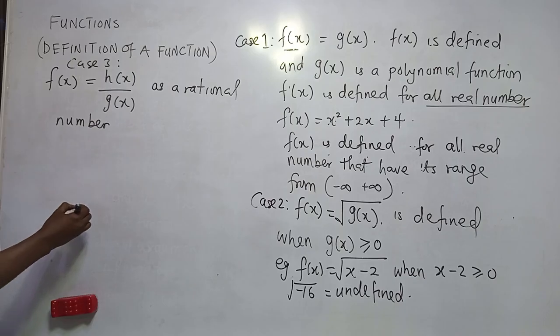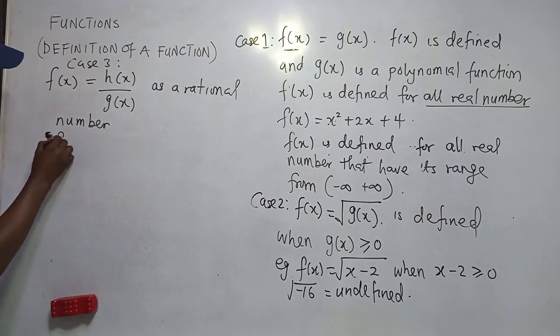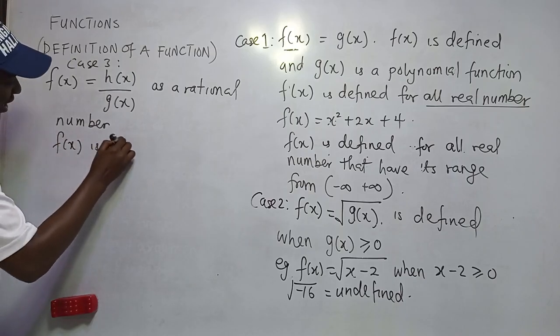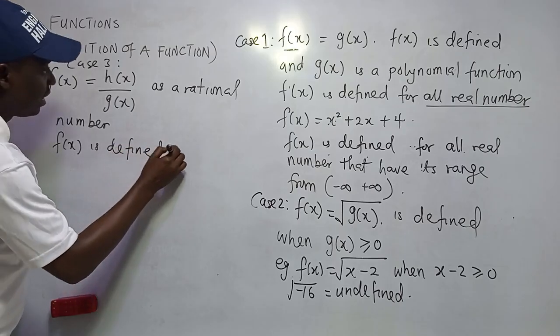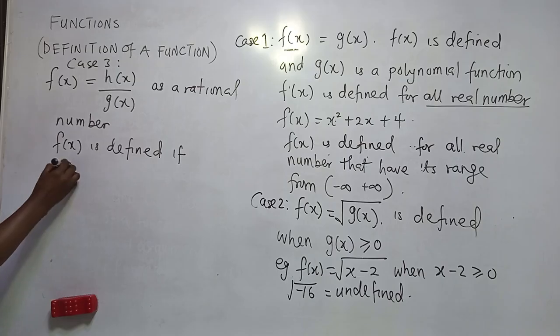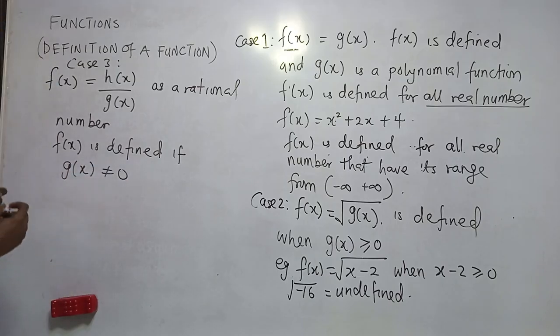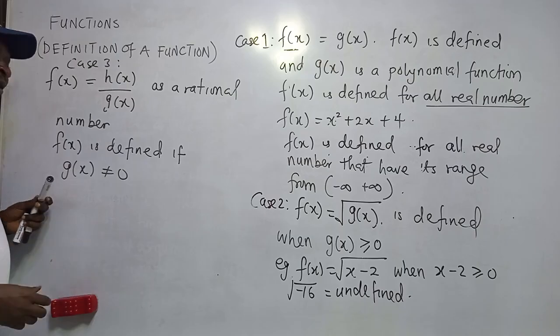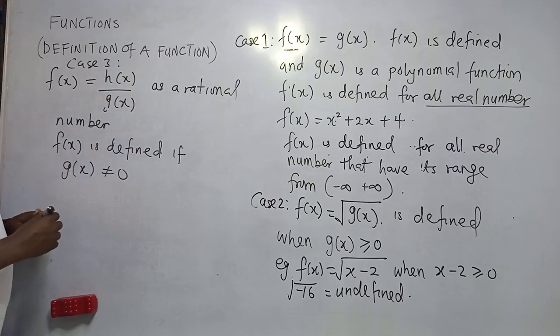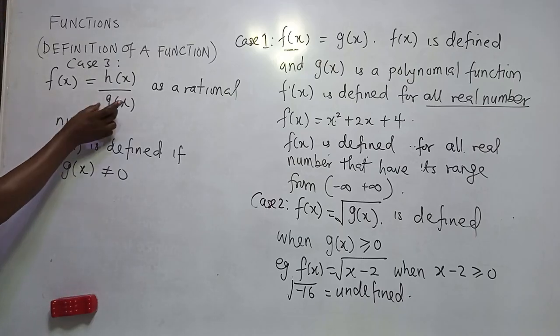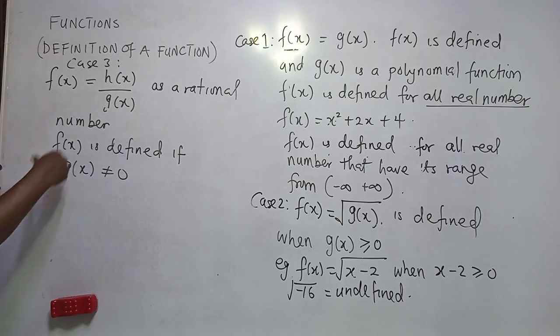Now in this case, f of x is defined if g of x is not equal to 0. So this f of x is defined if g of x is not equal to 0. So you must avoid the denominator being equal to 0. If not, it will give you what? An undefined.